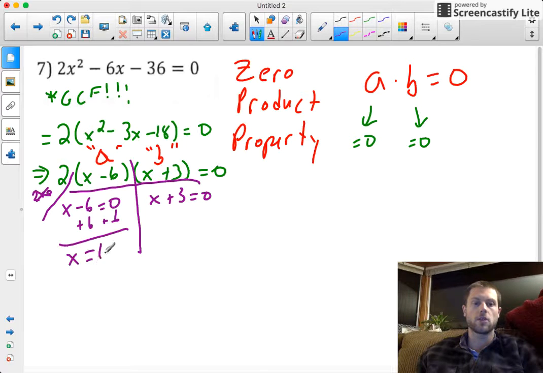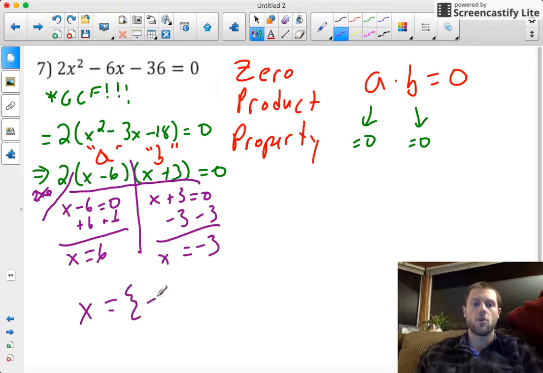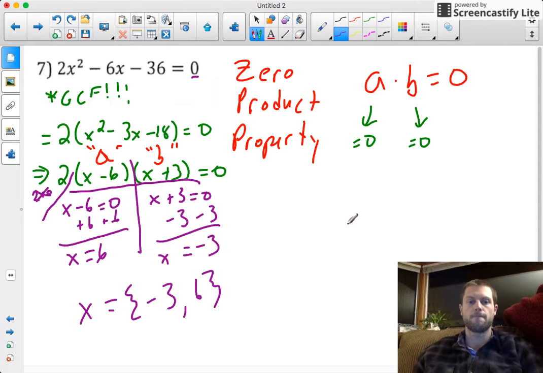I get an x equals 6 over here. And over on the right side, I get an x equals negative 3. So my solutions to this quadratic will be negative 3 and 6. And again, I can always check these solutions by plugging them into my original equation. They should each make my left-hand side equal 0 to match my right-hand side. So there you go.